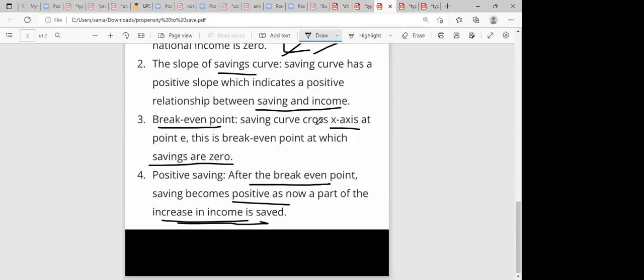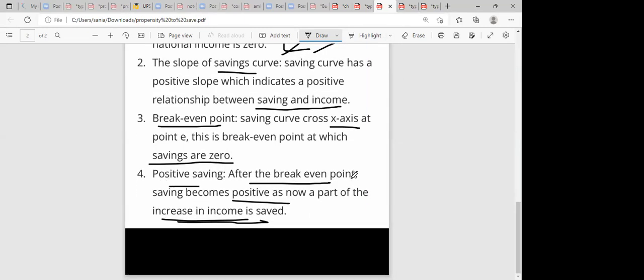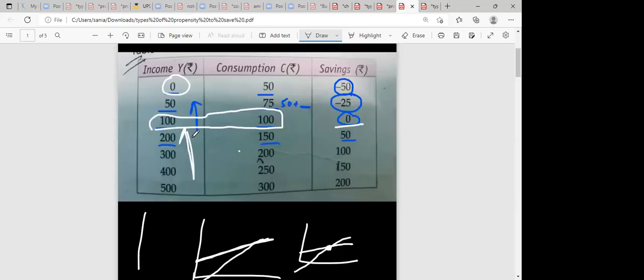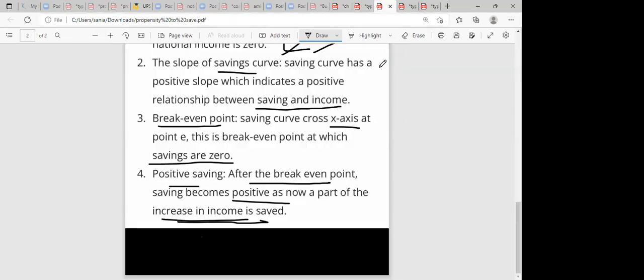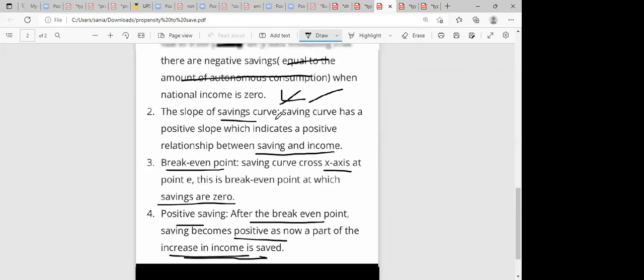And next, positive saving. After the break-even point, savings become positive as a part of the increased income is saved. Relate it with the graph: before the break-even point your savings were negative, at the break-even point your savings were 0, and after the break-even point your savings are positive, because with increased income the extra income you will be saving. For example, at 400, 250 you consume and the rest, 150, you save. So these are the four points we learned.